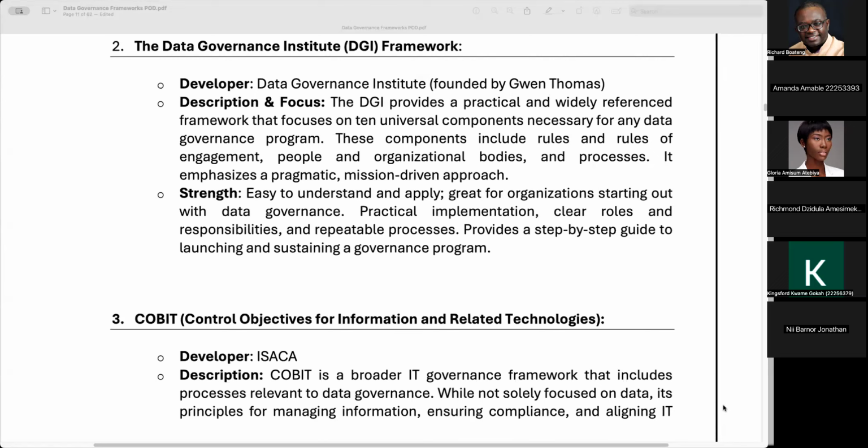Next, COBIT 2019 from ISACA. This sounds more IT-focused. COBIT is indeed a broader framework designed for enterprise IT governance and management overall. While it's not exclusively about data, it includes strong processes and objectives specifically related to information and data management, like a key objective called APO 14, Managed Data.